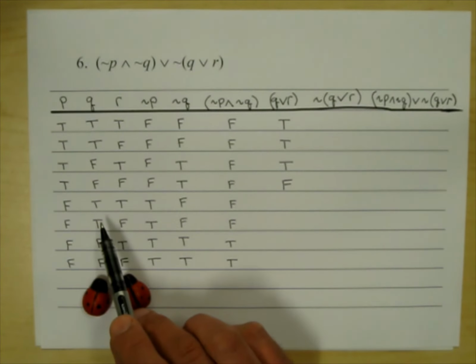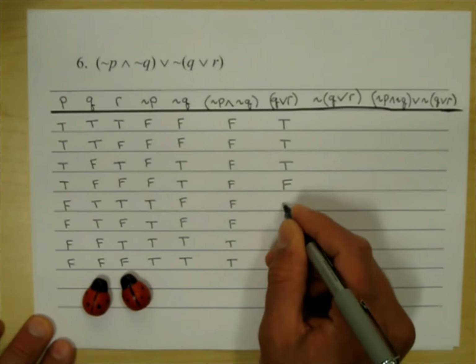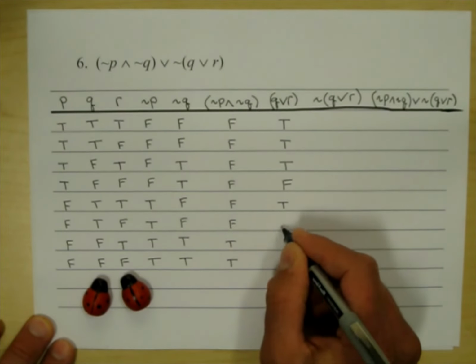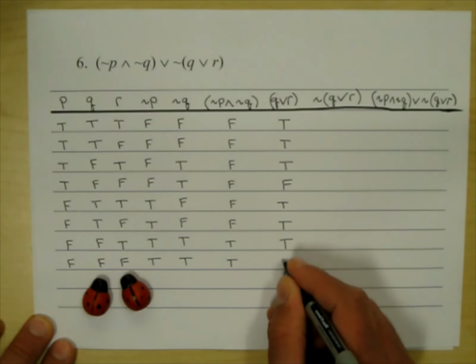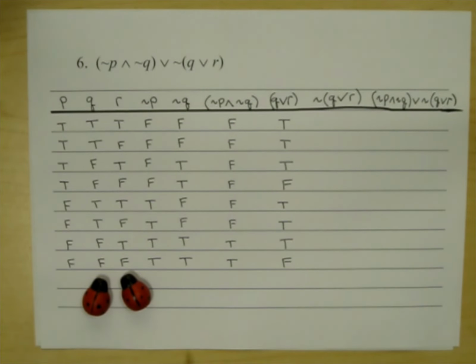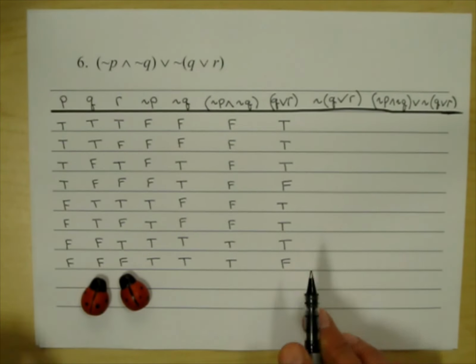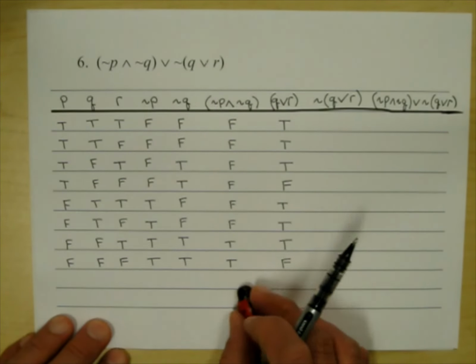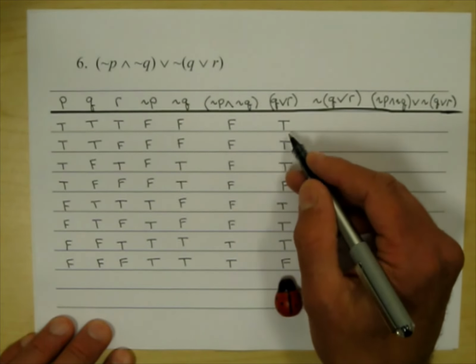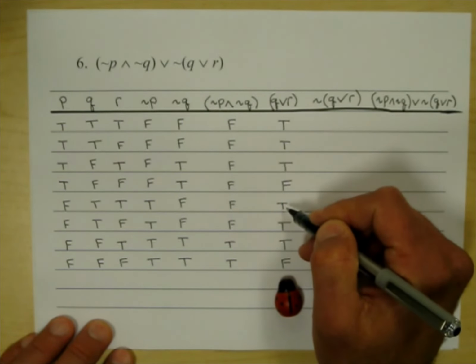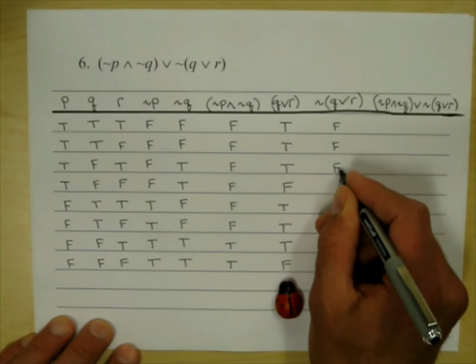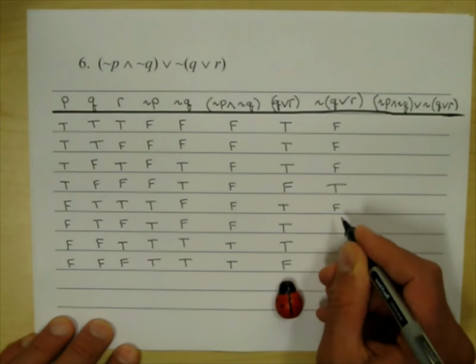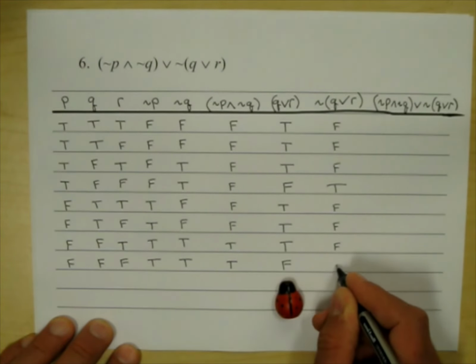And let's see here. This is true or true, true. True or false, true. False or true, true. False or false, false. Okay, so we've just generated this column. We only have 2 more columns. We're going to take the negation of the column that I just created, which is this one right here. So this is true, true, true, false, true, true, true, false. So it's going to be false, false, false, true, false, false, false, true.